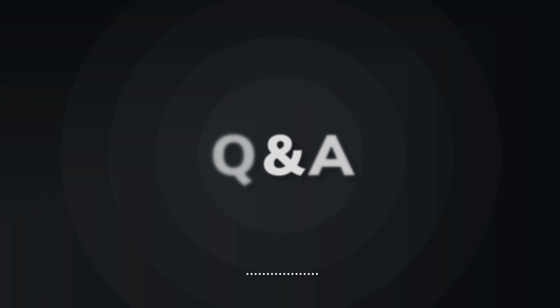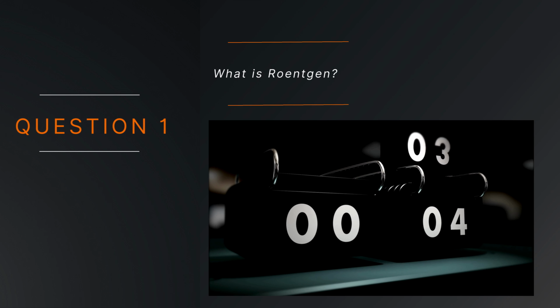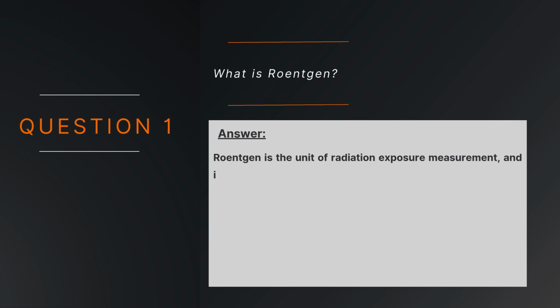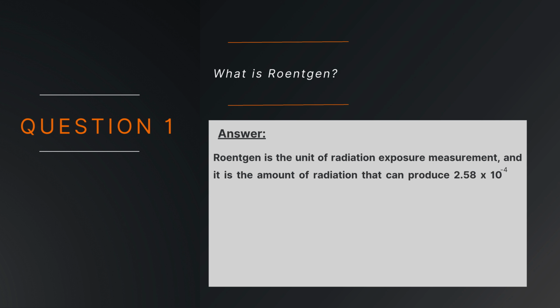Now, it is time for some questions. Question 1. What is Roentgen? Roentgen is the unit of the radiation exposure measurement, and it is the amount of radiation that can produce 2.58 by 10 to the power minus 4 coulomb when it falls on 1 kilogram of air at standard temperature and pressure.